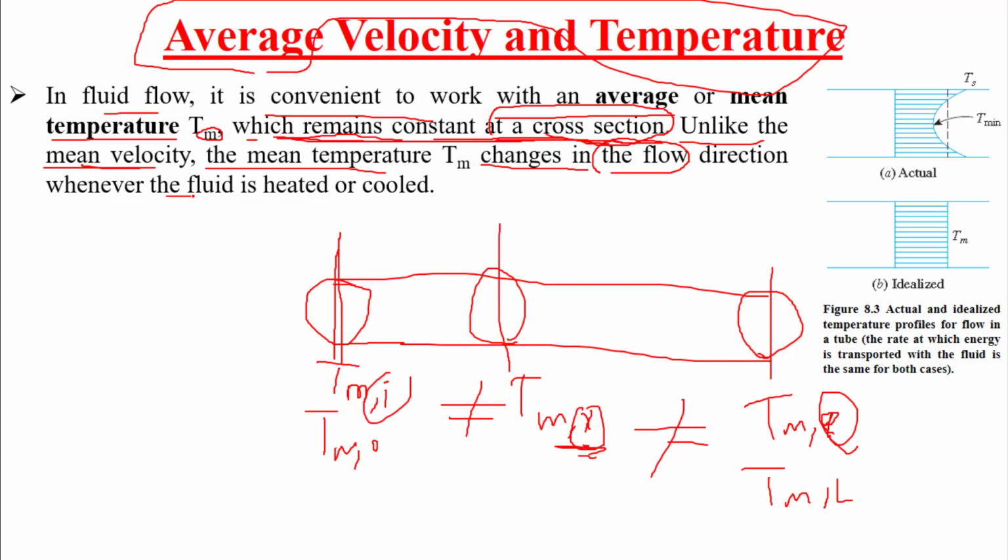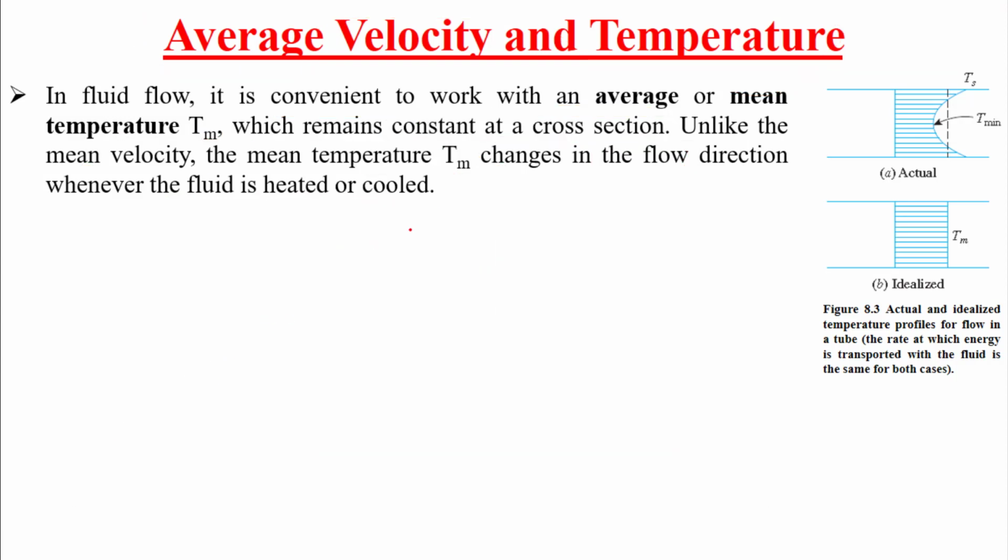Because this is a special scenario where we have heating or cooling. If we have heating or cooling, then T mean will vary. And this is the case here in this course because we are dealing with heat transfer, convection. So we have a Q entering the cross section. If Q is entering, then we expect that T average, or T for any layer, will vary.